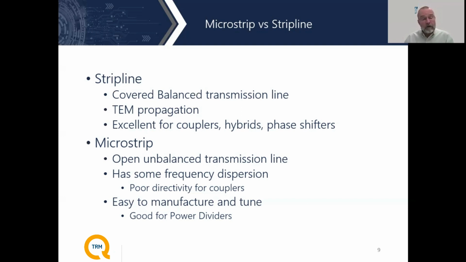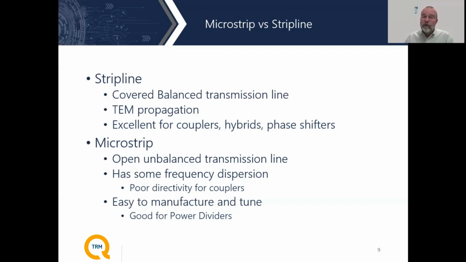Now, the upside of microstrip is that it is much easier to manufacture. So what we tend to do is use the best of both of these worlds. We use strip line for designing directional couplers because the fields are symmetrical, and we'll get into a little more detail as to why that's good. Hybrids and phase shifters too, whereas for microstrip, where we're less concerned about frequency dispersion affecting the performance of the device, it is a very cost-effective method for building things like power dividers.